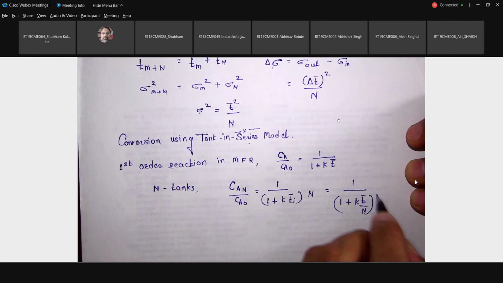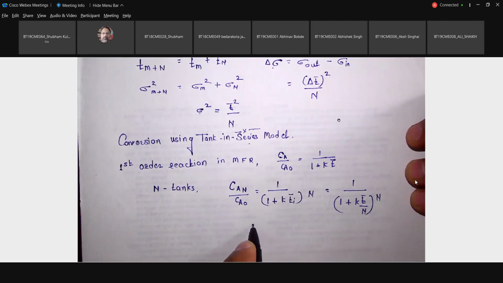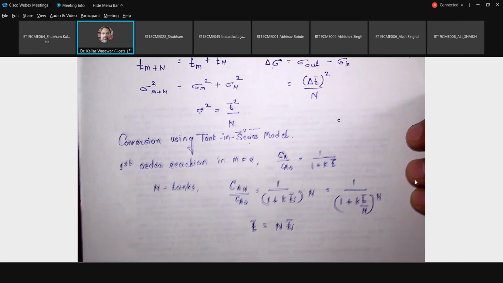So here Ti represents the mean residence time for one tank. So n tanks are there. So this is for n tanks of mixed flow reactors in series, and the conversion in that particular case.